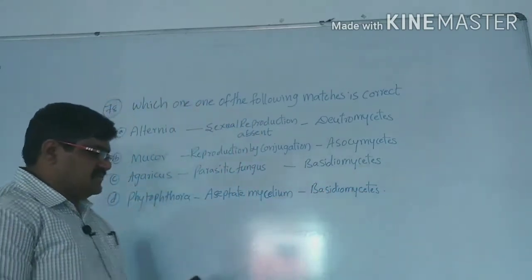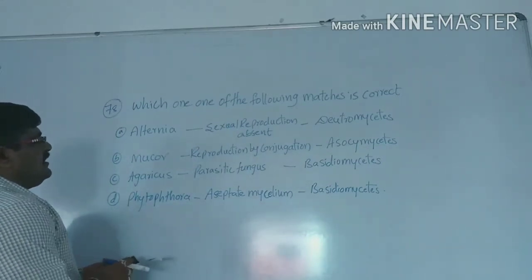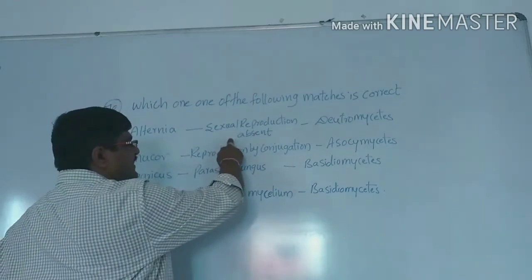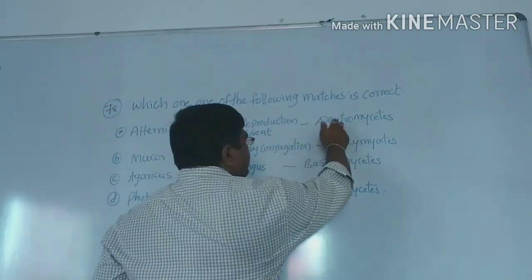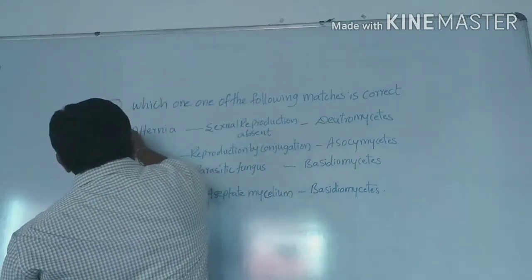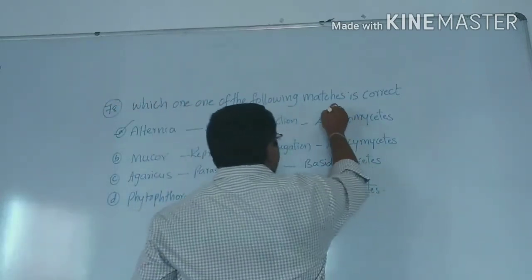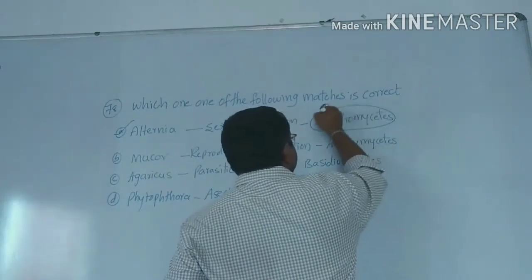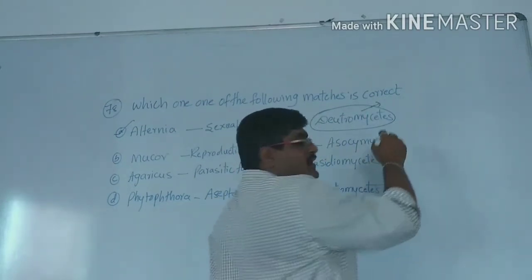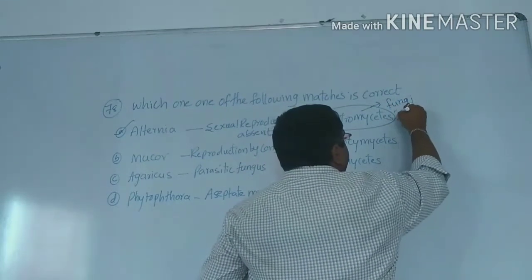So first one, if you take Alternaria, here in Alternaria the sexual reproduction is absent, and it belongs to Deuteromycetes. So this is a correct answer. Deuteromycetes are the fungi imperfecti.